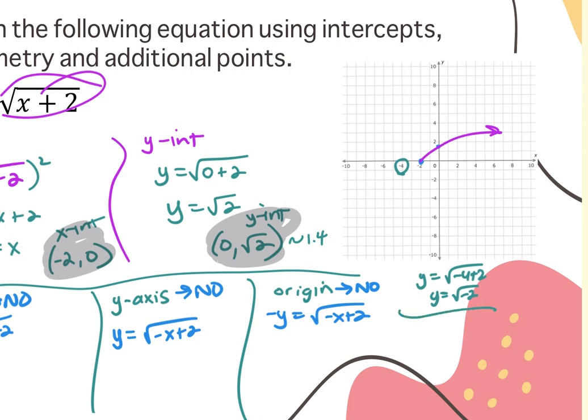Then I can plug in something to the right, like let's just say I plug in 2. Y would equal the square root of 2 plus 2. Y would equal square root 4, which is 2. So when x is 2, y is 2, and it confirms my overall shape.